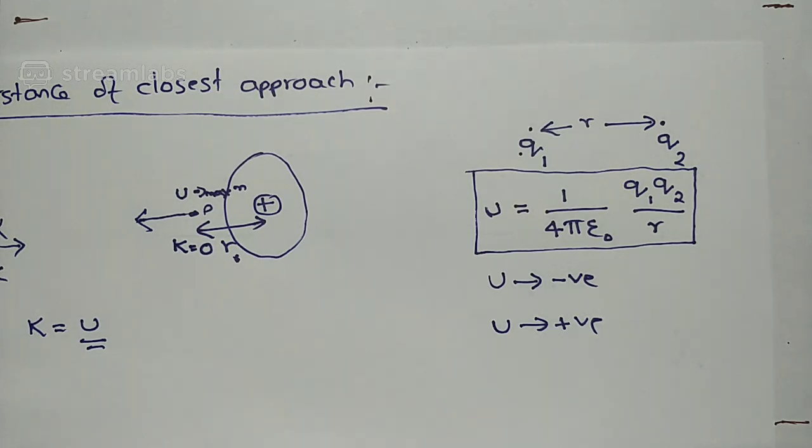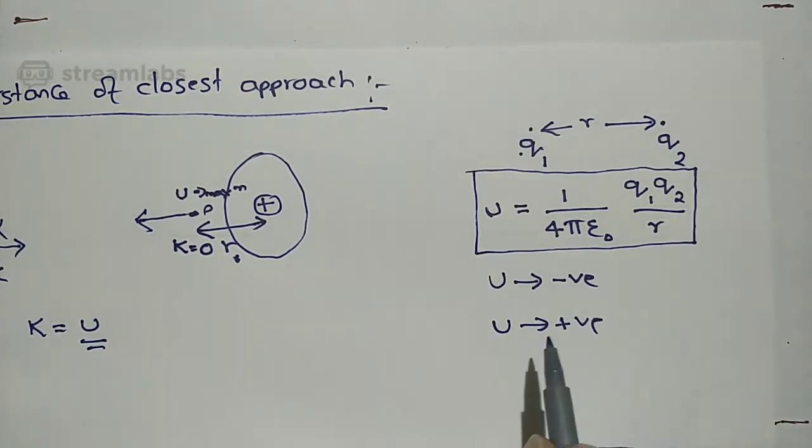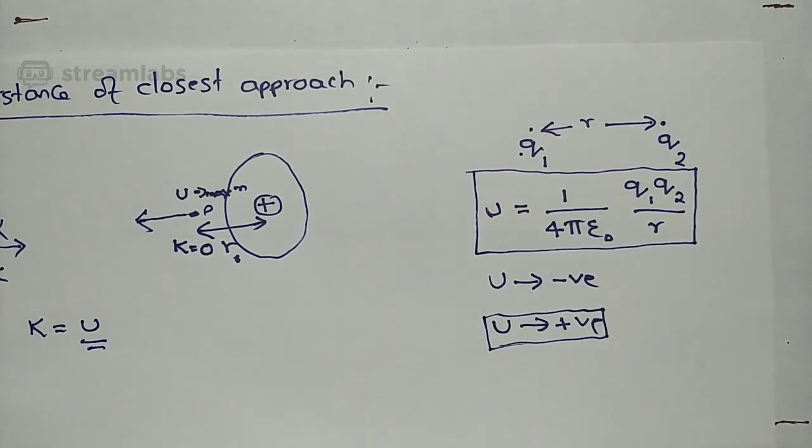If both are positive or both are negative, then the force between them is repulsive. When the force between them is repulsive, the charges move away. That means the force is trying to separate those two systems. That means it is no longer a bound system. So potential energy is positive, means it is no longer a bound system.